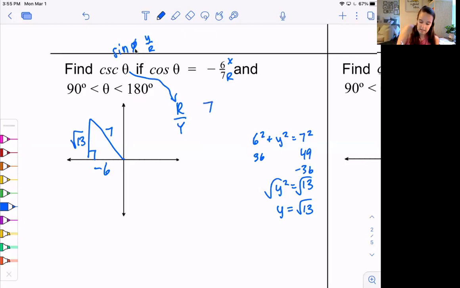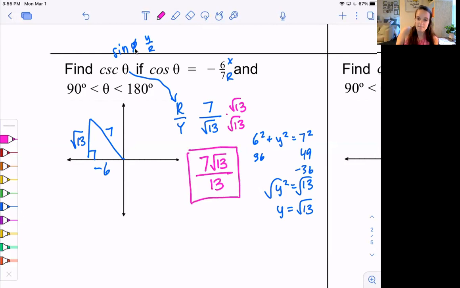So r is 7, y is square root of 13. So I know that I can't leave a square root on the bottom. So I'm going to go ahead and rationalize. So I get 7 square root 13 over 13, like that. 13 is a prime number, so I know there's no simplification to be done. This is my final answer for this one. Okay. All right, a very similar problem.